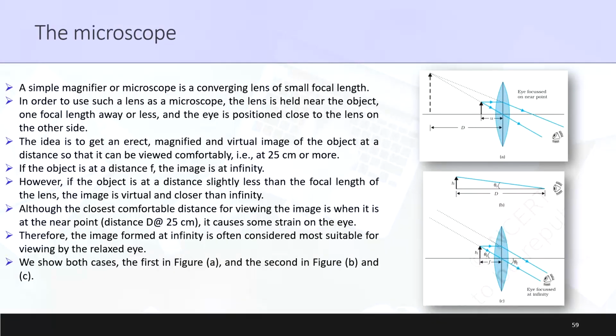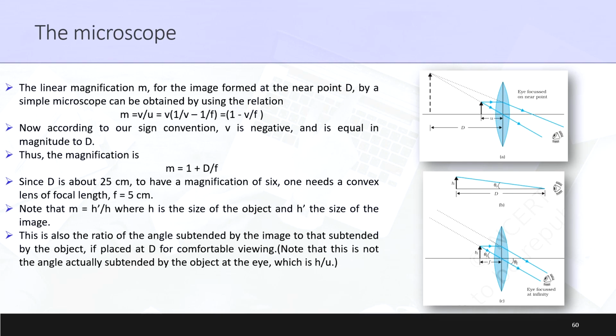In the previous lecture of this part we started with the microscope. For the last conclusion of the last part we got that the image formed at infinity is often considered most suitable for viewing by the relaxed eyes. Fine. Let us move on with today's discussion now.